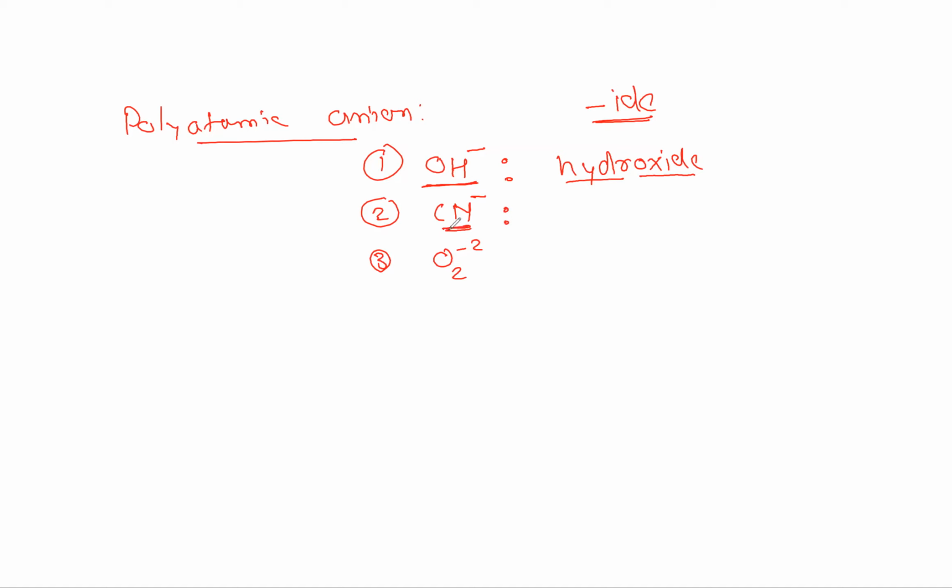The name of this anion, CN minus, is cyanide. And the name of this anion? If I ask you about O minus 2, what are you going to call this anion? Anybody? Dioxide? Just oxide. That's right. If you remember, we do not use di- or tetra- if we are talking about an ion. Remember that, okay?